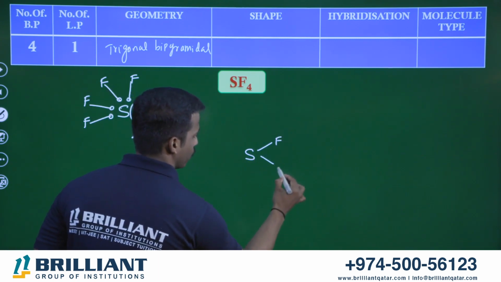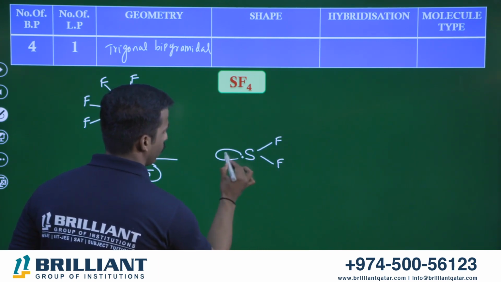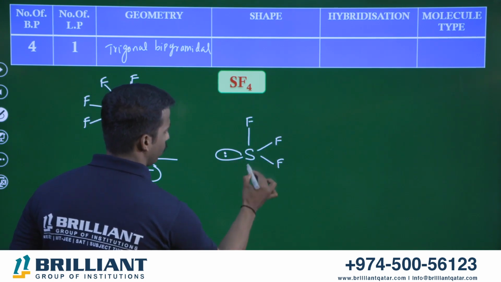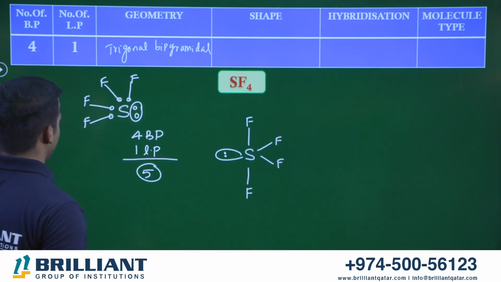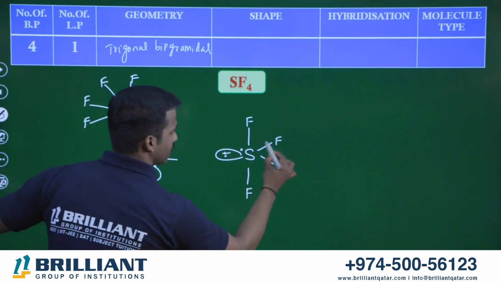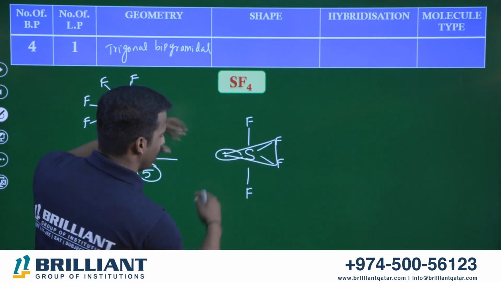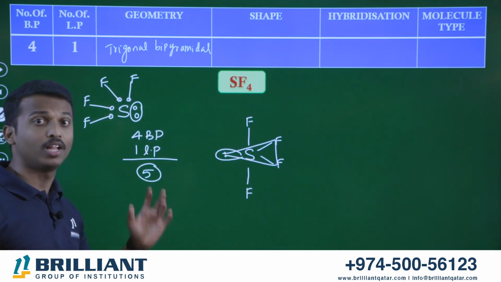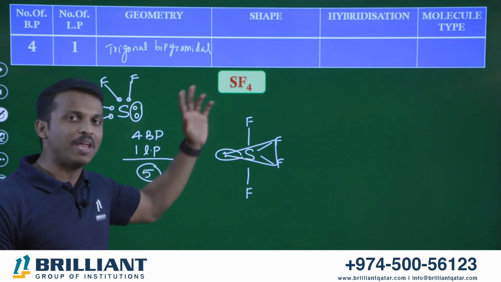Triangle, let us make it first, okay? 2 fluorine and 1 lone pair. This triangle is ready, and 1 fluorine above, other fluorine below. So just look, all of you. Where is the triangle? This is the triangle, right? So the triangle is there, 1 pyramid above, 1 pyramid below. Trigonal bipyramidal geometry.